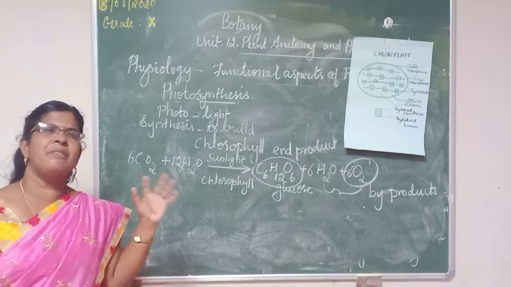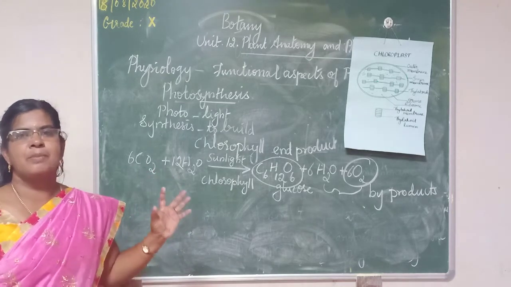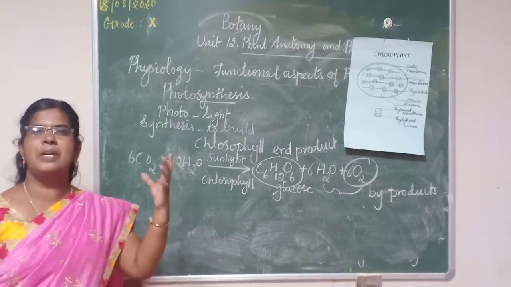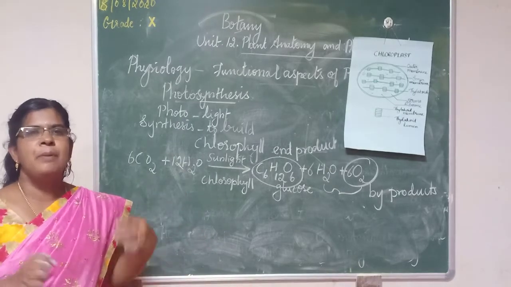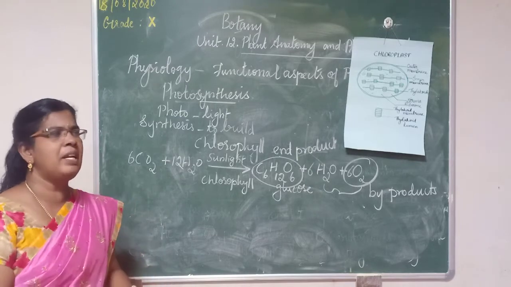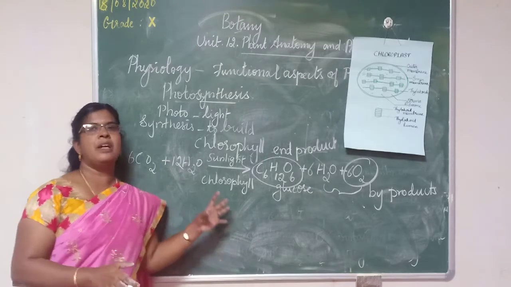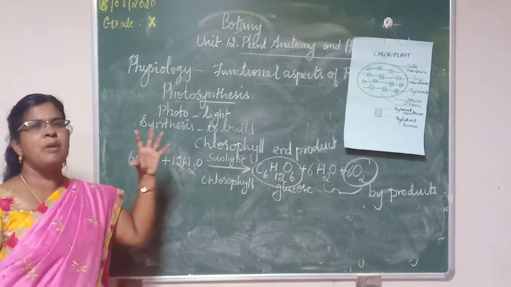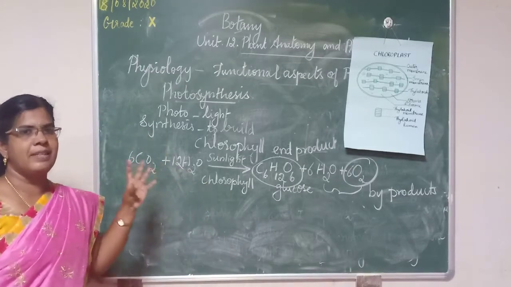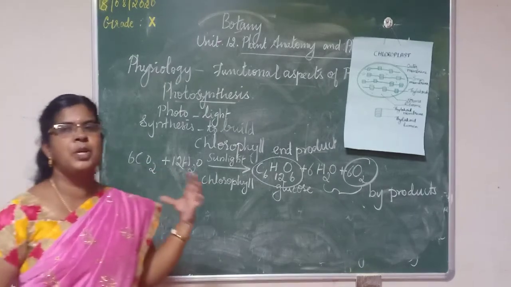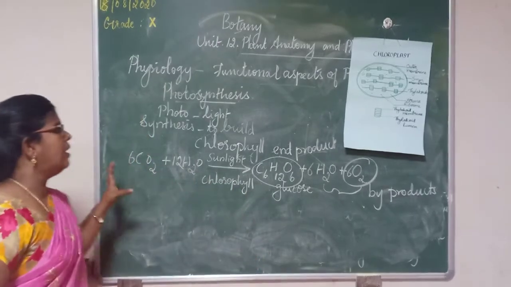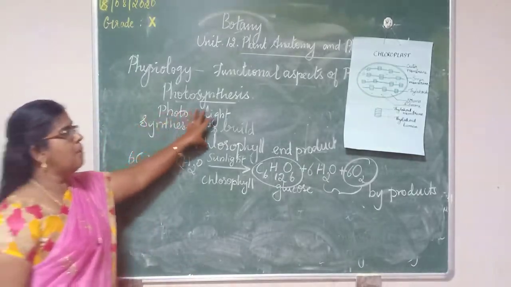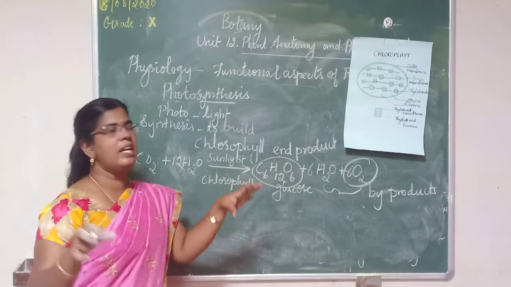Plants are very important in the universe because plants are autotrophs. They are producers. They are producing food. But we people are heterotrophs. We are totally dependent on plants and animals for our food. All plants are autotrophs and they are producers, but we people are heterotrophs and consumers. This photosynthetic process is very important because it provides the food for all living beings.